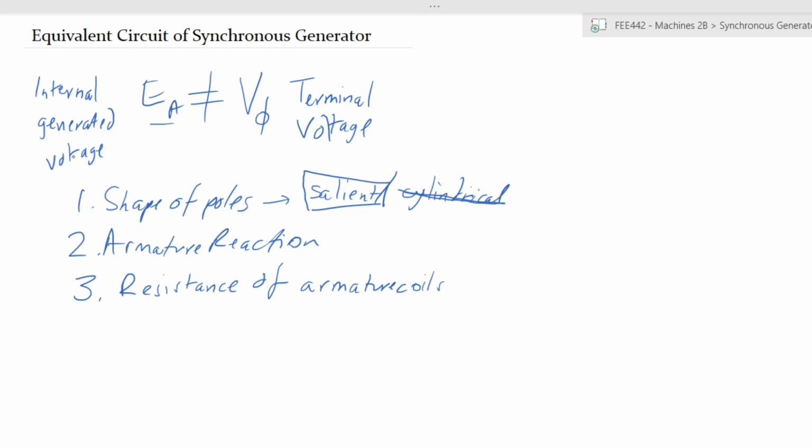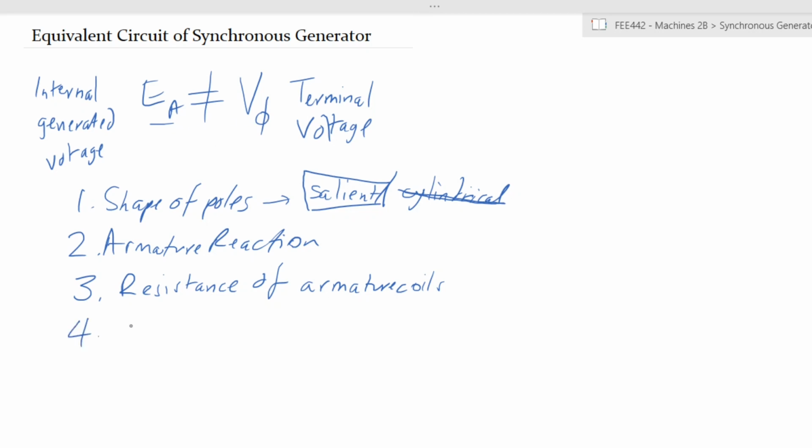Remember you have your internal generated voltage coming across from the rotor to the stator. The field is inducing some voltage within the windings of the armature, within the windings of the stator. Those windings are not perfect. They have a resistance in themselves. All copper, all aluminum, whatever windings you're using will have a resistance. So that has an impact. There's a voltage drop between the internal generated voltage that you find and what is available at the terminal voltage.